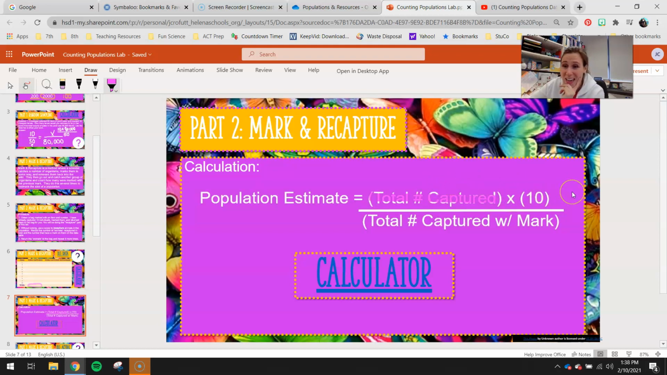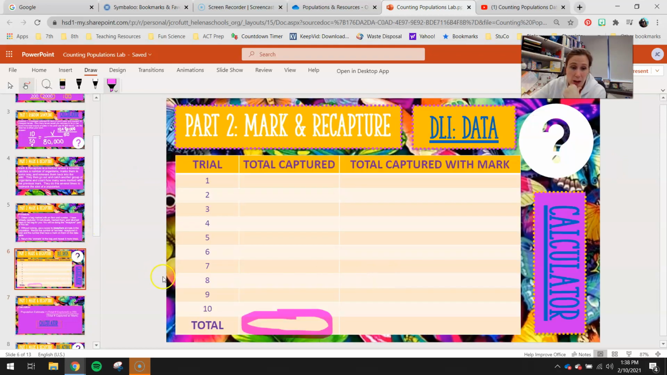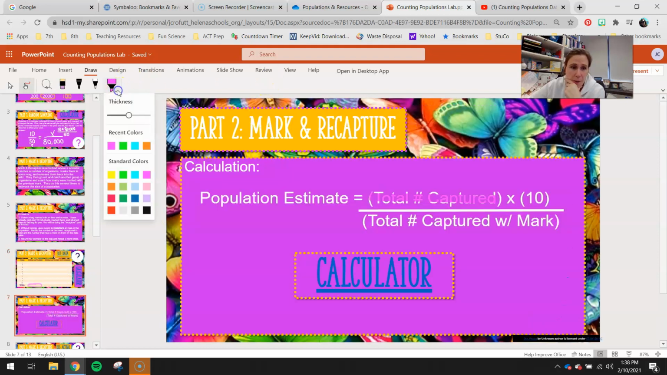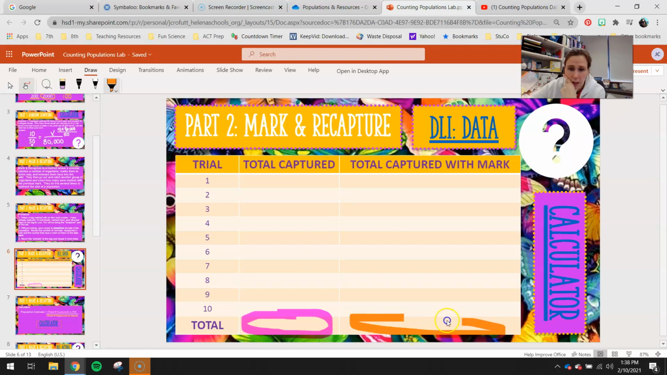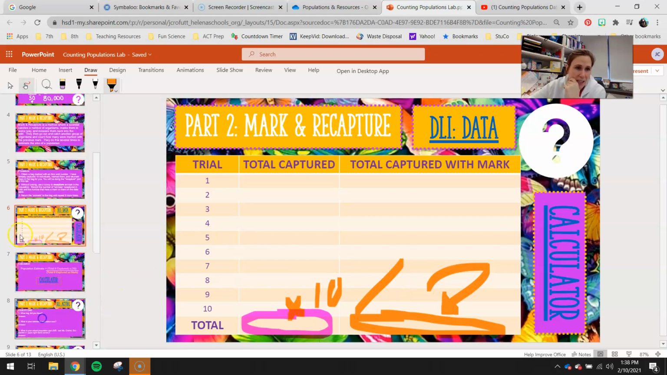And we're going to multiply that by 10. Ten shows us the number of individuals that we originally marked. I marked 10 of those little tokens. So we're going to take this number right here and multiply that by 10. And then we're going to divide that all by the total number captured with the mark. That's going to be this total right here. So divide through by this number. Take this number, times it by 10, and then divide it by this number here. And that's going to tell you your population estimate.